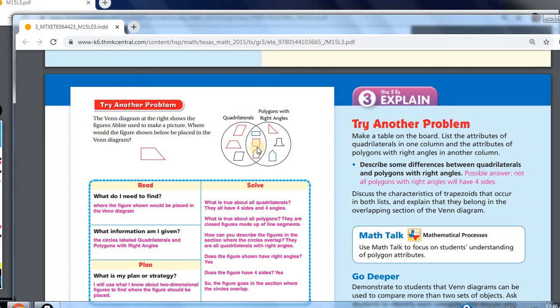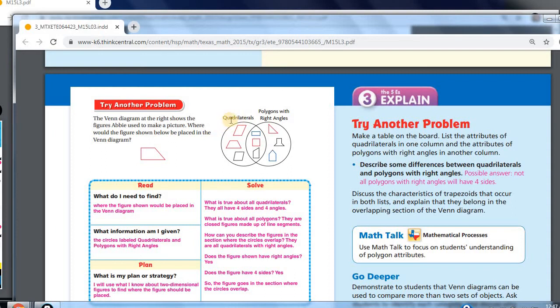Now, how can I describe the figures in the section where the circles overlap? Well, they all are quadrilaterals, so they have 4 sides. And they all have a right angle. It doesn't say 4 right angles; they have a right angle. Does the figure here have a right angle? Yes, it does. So this figure would go here in the middle. And if you turn this one, flip it over, it's the same shape as this one here. It's just moved a little differently. So that's how we solve this one.